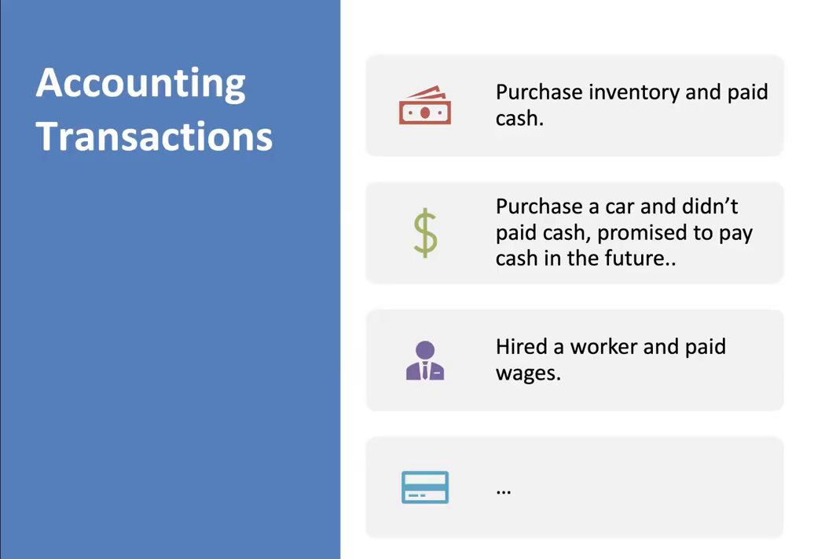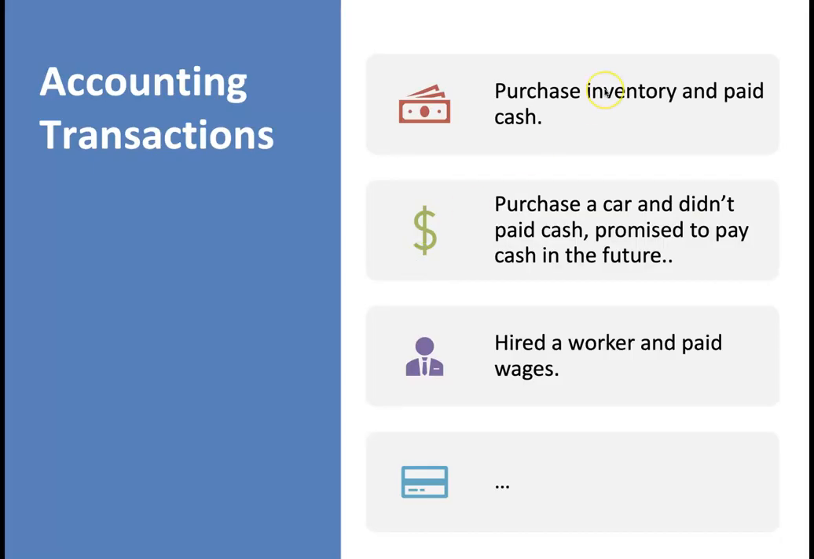Accounting transactions are the business events that would affect a company's accounting system. For example, if a company purchased inventory and paid cash, it would change a company's inventory level and also the cash level. This transaction increases inventory and also decreases cash. So transaction analysis is the type of analysis accountants use to analyze how a business event or accounting transaction would affect a company's accounting system.